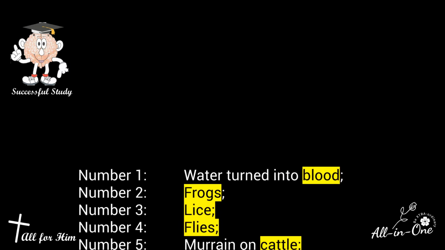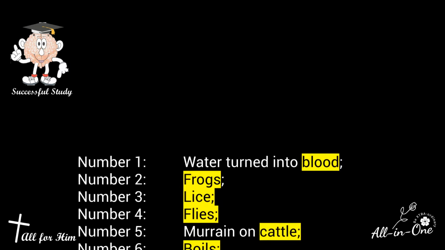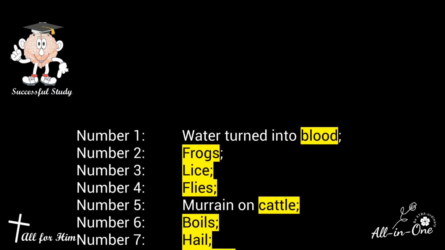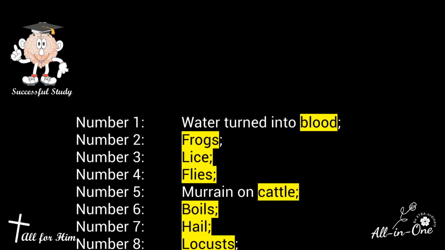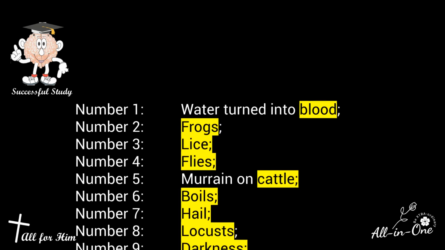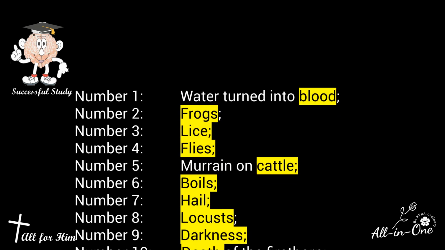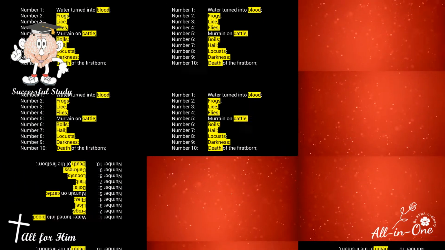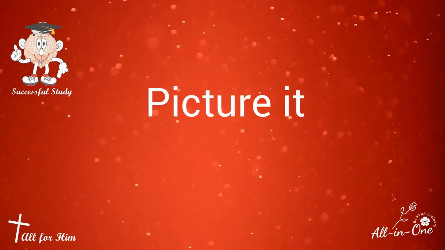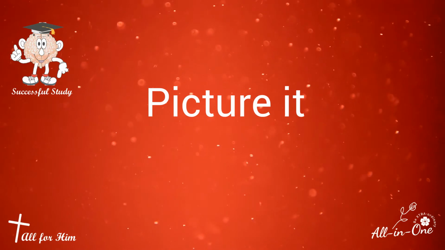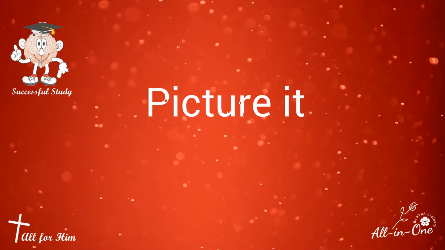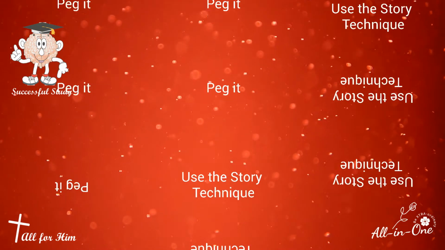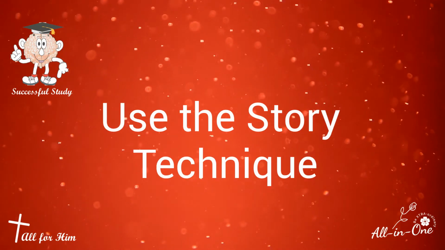Number 1, water turned into blood. Number 2, frogs. Number 3, lice. Number 4, flies. Number 5, murrain on cattle. Number 6, boils. Number 7, hail. Number 8, locusts. Number 9, darkness. Number 10, death of the firstborn. Step 4. Now change every keyword into a picture. Steps 5 and 6. Peg every new keyword to the correlating number in the number shape system through the use of the story technique.